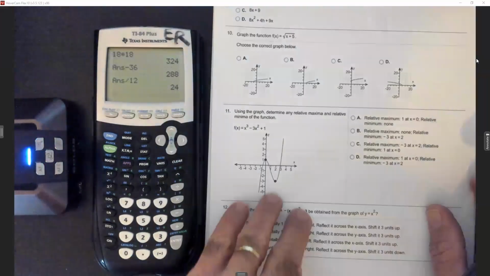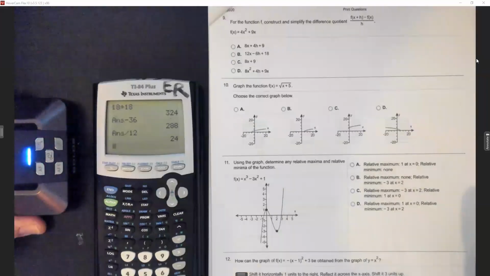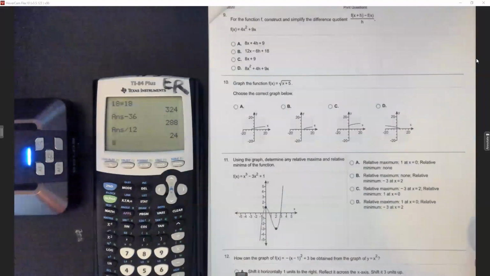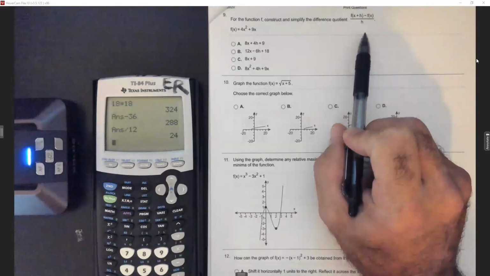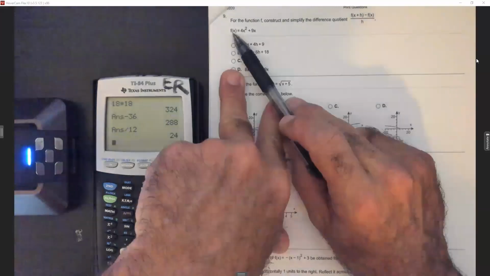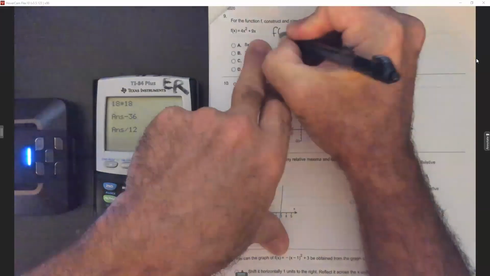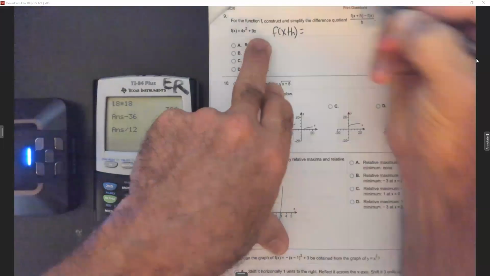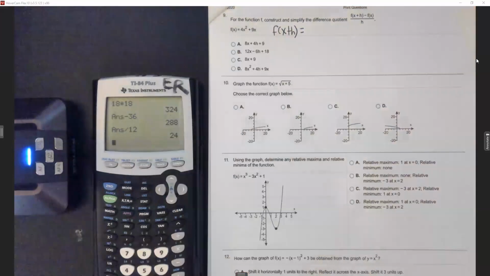All righty, let me pull this up. For the function, construct and simplify the difference quotient. And they're giving us the formula, f of x plus h minus f of x, over h. They're giving us the f of x part that I can put in. What I need to do is find what f of x plus h is going to equal. Once I know what that equals, I can put it into my formula and see what I get.